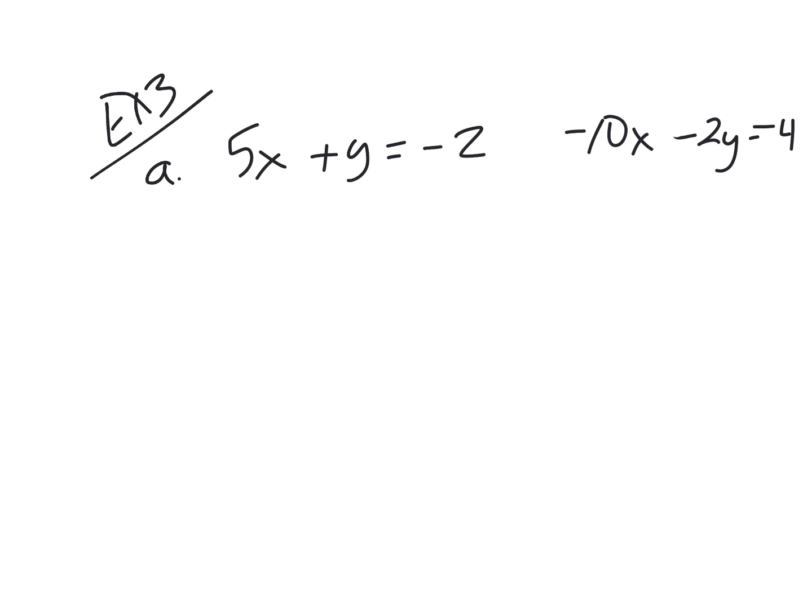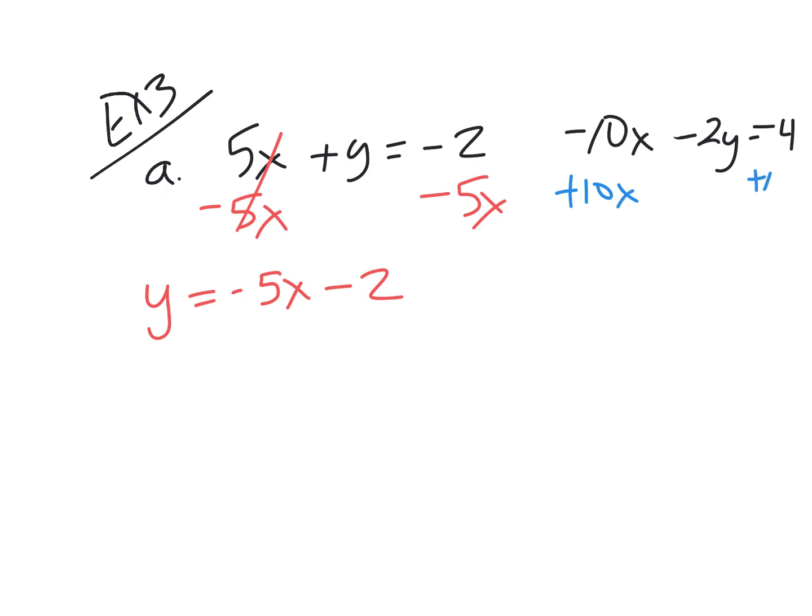So all we have to do is solve for y. So minus 5x to move it over here. So then I get y equals minus 5x minus 2. So there's my first line. Now let's solve the other one. So I need to move this 10x to the other side, so plus 10x. So I get negative 2y equals 10x plus 4.